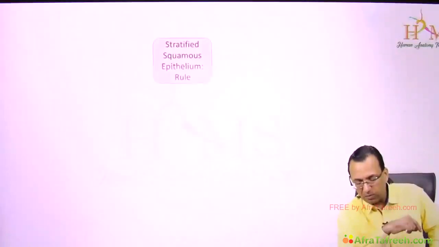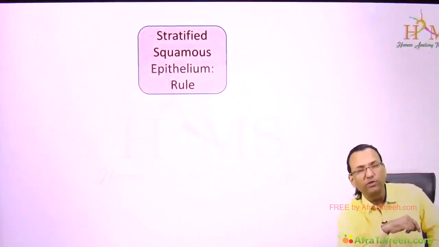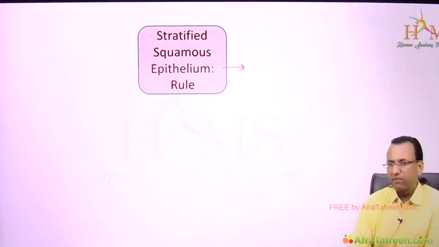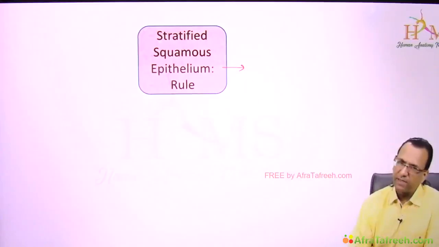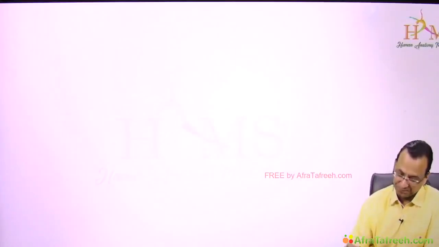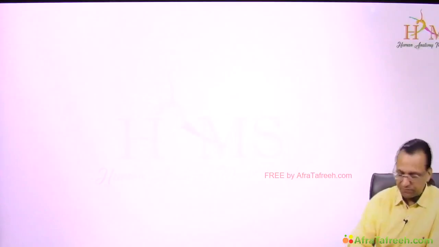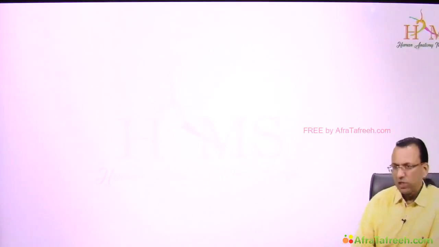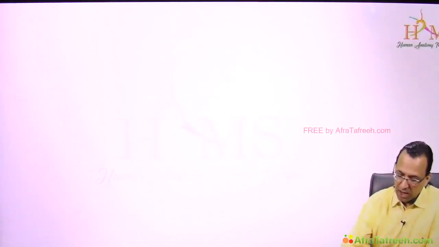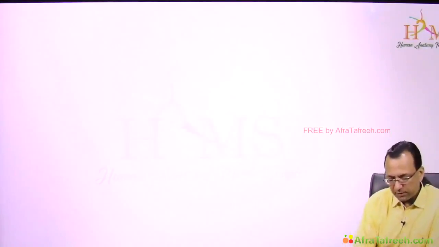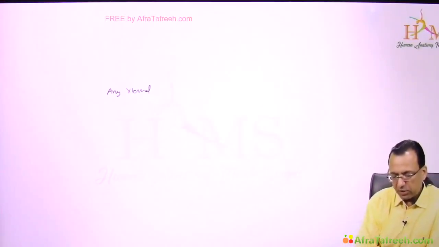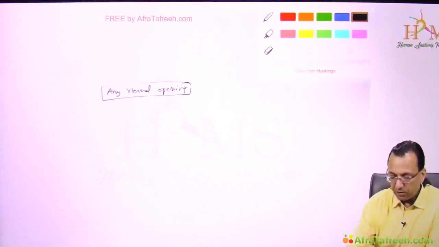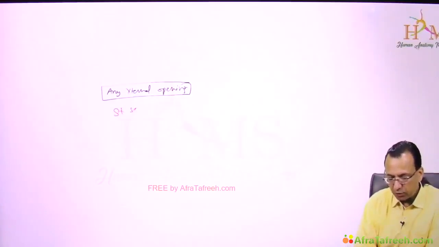At this moment, I want you to learn one rule for stratified squamous epithelium. The rule simply says, any external opening in our body is always lined by stratified squamous epithelium. We'll make a diagram for that purpose now. So, you are telling about the rule. What is the rule? The rule is any external opening in our body is always lined by the stratified squamous epithelium.